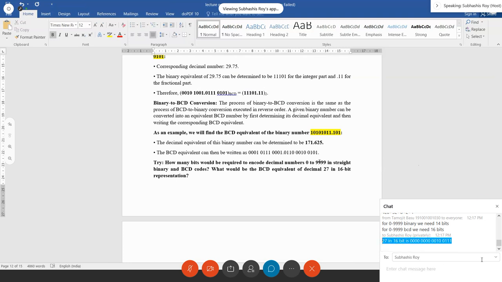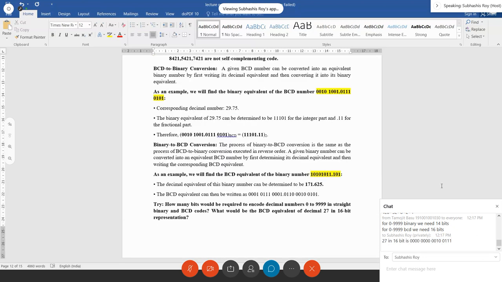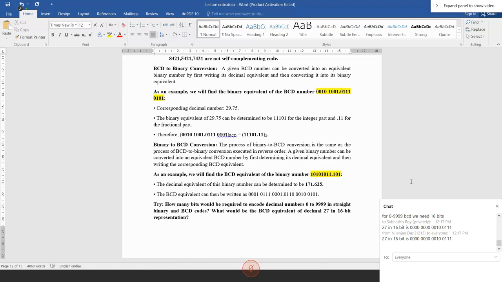Kamojit is giving the answer: 0 to 9999 in binary needs 14 bits, and in BCD there are 16 bits. Exactly. How are you calculating it, Kamojit? Because 2 to the power 14 means you need to represent this number, 9999. I am doing log base 2 of 9999, and it comes to 13.2. So we need something more than 13.2, so 14 will be the answer.